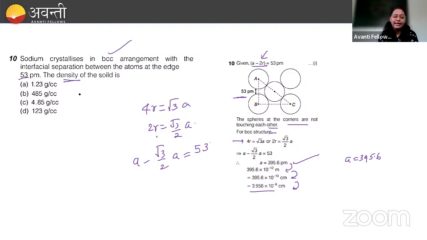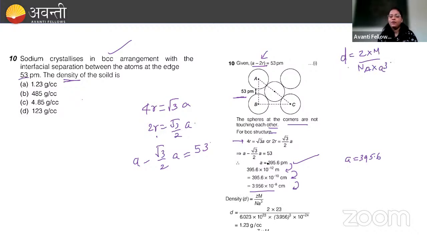Now we need to determine the density. To calculate density, you know the formula Z into M divided by Na, that is Avogadro's number, into A cube. Put all these values here. What will be the answer? The number of atoms Z will be 2, because it is a BCC arrangement, not FCC. Even though sodium is written here, the arrangement is BCC. See, you can get tricked here. 23 is the mass of the sodium atom, Na is Avogadro's number, and 3.956 is the A value into 10 raised to minus 24. Calculating this way, you get the answer 1.23 gram per cc. That is option A.